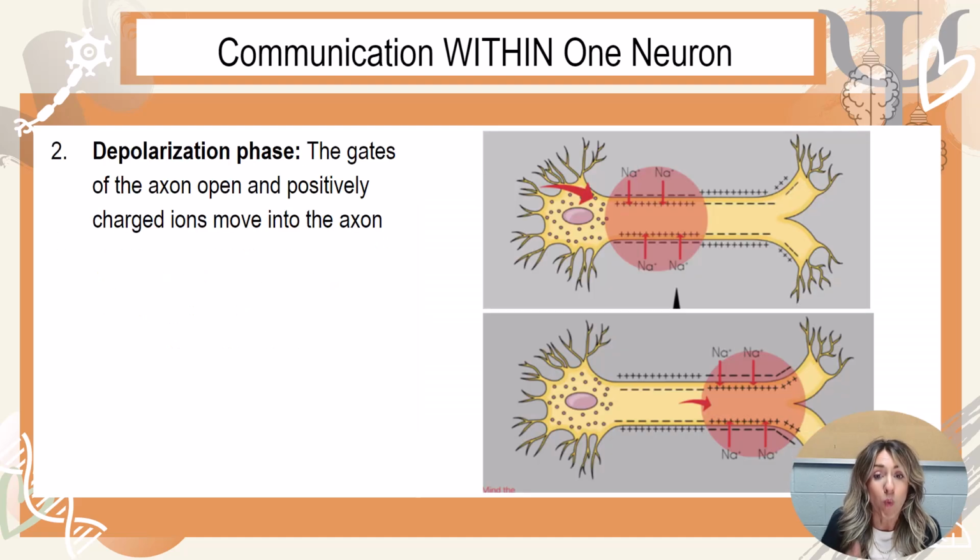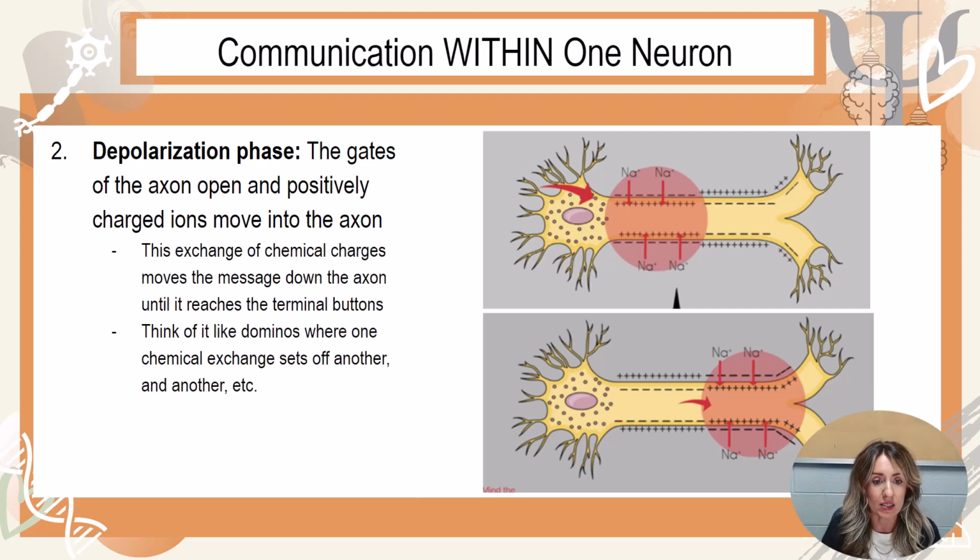Okay, so once we've hit that threshold, the depolarization phase begins. There are these gates that open and close on the axon. When the threshold is reached, the gates open and positively charged ions flood into the cell. As they flood in, that stimulates the next gates to open and flood into the cell, and the next, all the way down the axon until it reaches the axon terminal.